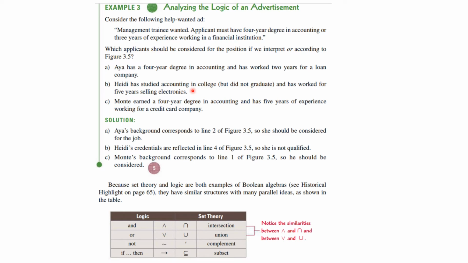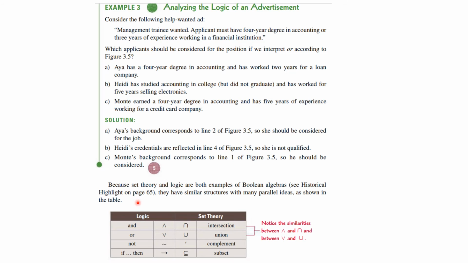Heidi studied accounting in college but did not graduate and has worked 5 years for another company. Well, she's not qualified, because her credentials are reflected in line 4 of the figure. That means neither one of these things is true, because she's only worked selling electronics, not worked in a financial institution. Monty earns a 4-year degree in accounting and has 5 years experience for a credit card company, which is considered to be a financial institution, and so he should be considered.